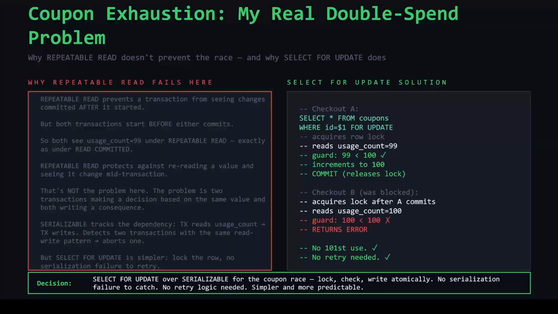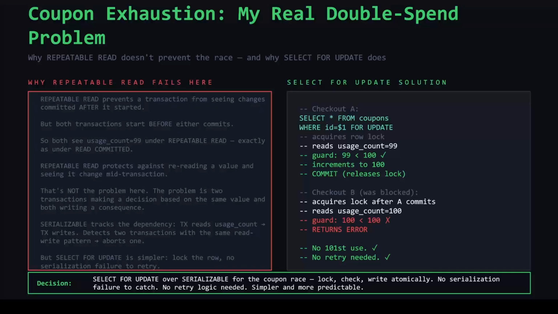Coupon exhaustion. My real double spend. A coupon with 100 allowed uses. Two checkouts simultaneously read the usage count at 99. Both check: the count is less than 100. Both pass. Both increment. That's 101 uses. So why doesn't repeatable read prevent this? Because both transactions start before either commits.